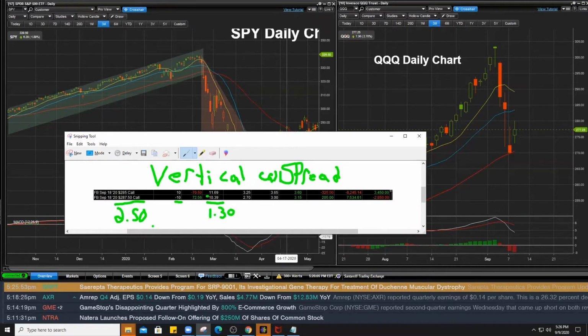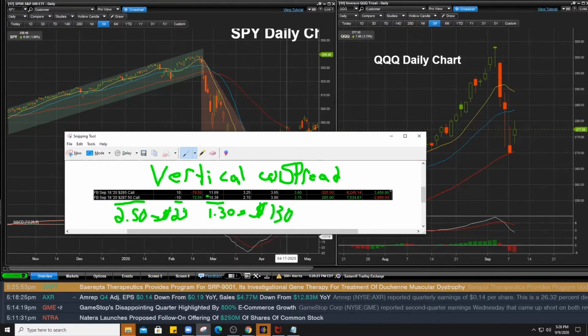Now, there's 100 shares in a contract, so you always have to multiply these by 100. So it's going to cost you $130 for that contract we paid. The max it could be worth is $250 for one single contract.